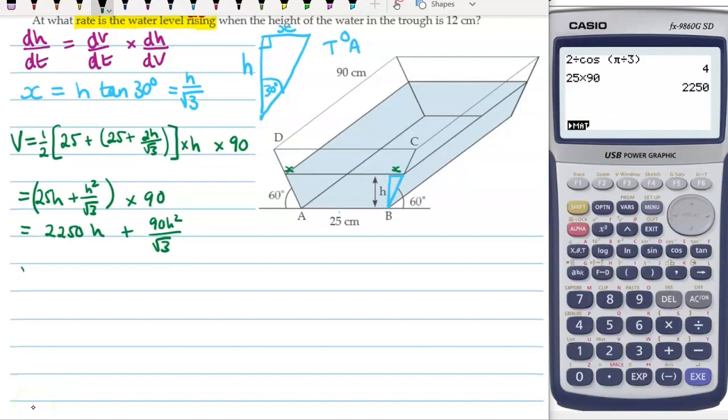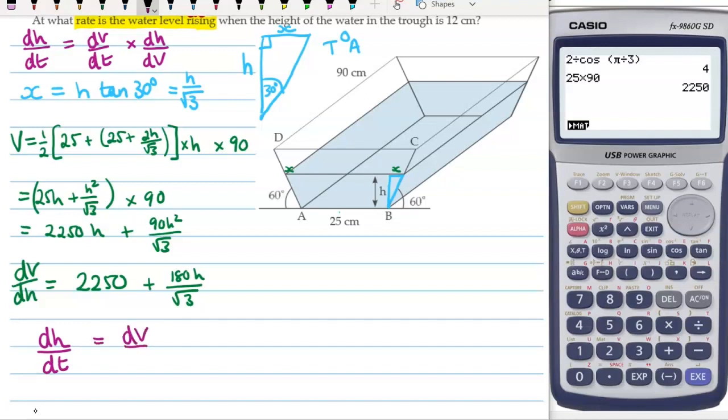Now I've got V all in terms of h, I can do dV by dh. So differentiating that, we get 2250 plus 2 times 90 is 180, h over root 3. Okay, now we can work out dh by dt. Now that is dV by dt times dh by dV.